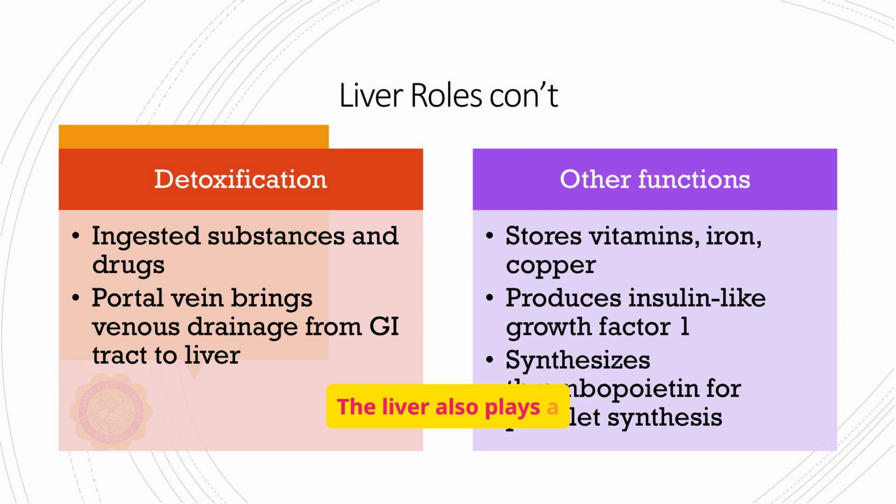The liver also plays a crucial role in detoxification. It processes ingested substances and drugs, with the portal vein delivering venous drainage from the GI tract. Additionally, the liver stores vitamins, iron, and copper, produces insulin-like growth factor 1, and synthesizes thrombopoietin for platelet synthesis.